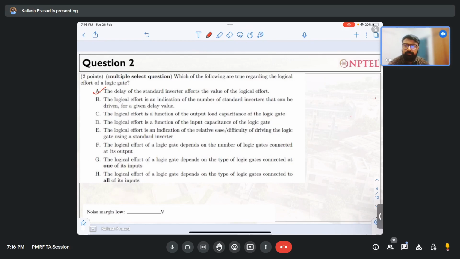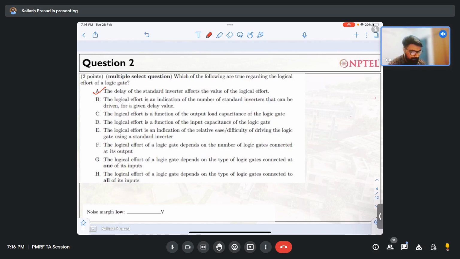Now let's move to B. The logical effort is an indication of the number of standard inverters that can be driven. The point is trying to say that if you know the logical effort, can you tell how many inverters it can drive? The answer is no. You cannot tell anything about that using the logical effort.